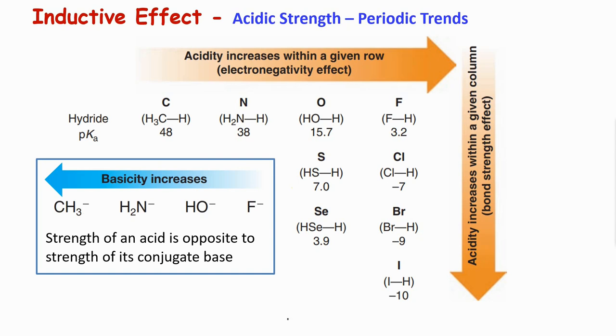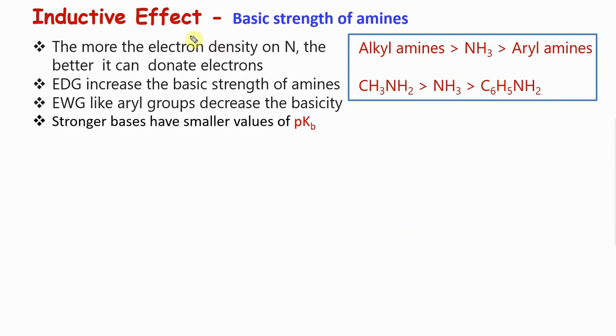These are important. The next part we are going to see is the inductive effect affecting the basic strength of amines. So far we have seen acidity. Now we are going to look at the basic strength of amines. Amines are nothing but ZNH2 molecules, more precisely RNH2. The more the electron density on Z, nitrogen, the more it can give to somebody. That's basic strength. The tendency to donate this electron is called basic strength. The more the electron density on nitrogen, the better it can donate electrons to others, so the better the basic strength.